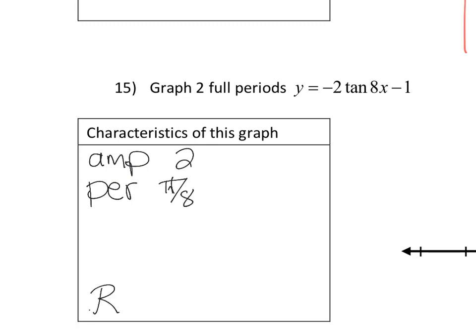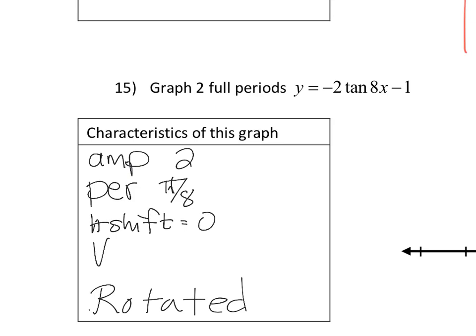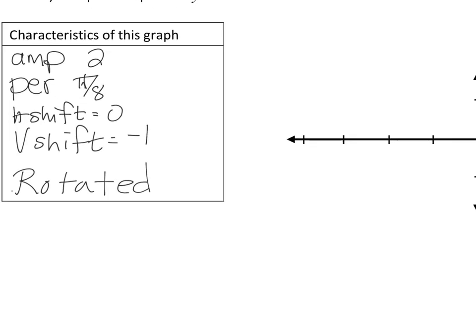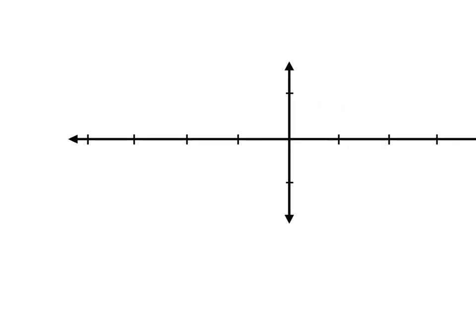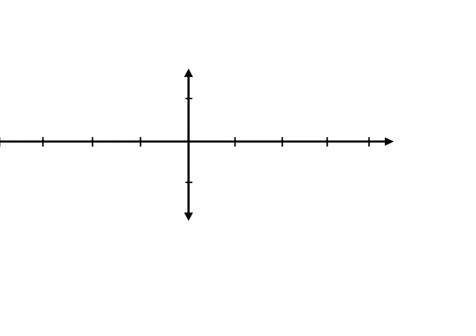Okay, remember with that 2, there's a negative, so it's rotated. Period is pi over 8. I have no horizontal shift. But I do have a vertical shift of -1. All right, so period is pi over 8. I have to go here and start marking these.